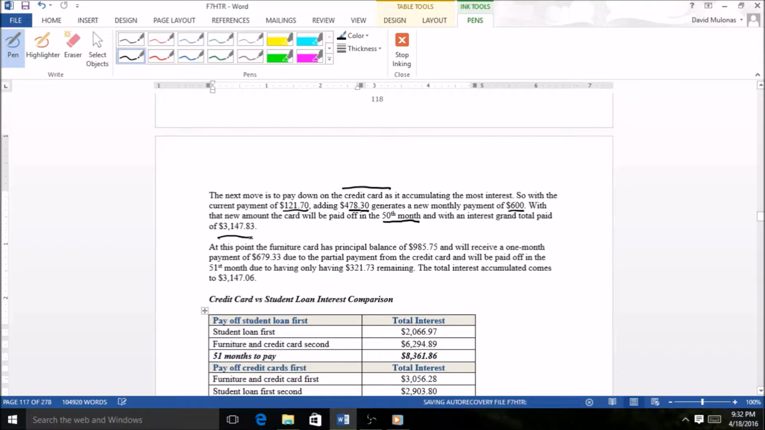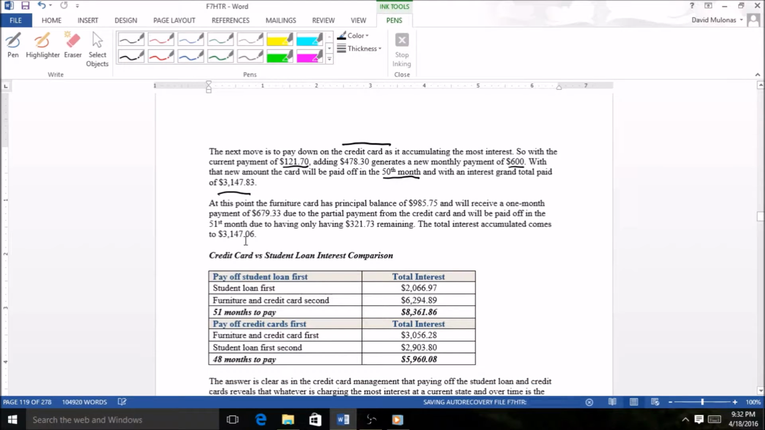And then you can see that the total interest would be $3,147.83. So that includes everything, not just the numbers we saw above, for the entire duration of the loan. Okay, so then the same principles we've been doing with the credit cards and the additional payments exercise is this money now gets freed up, this $600, because the loan's paid off. And then at that point, in the 50th month, the furniture has a balance of $985.75.